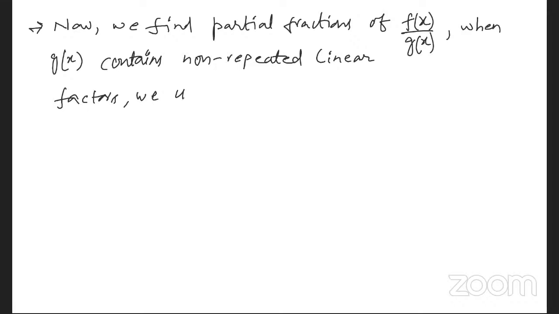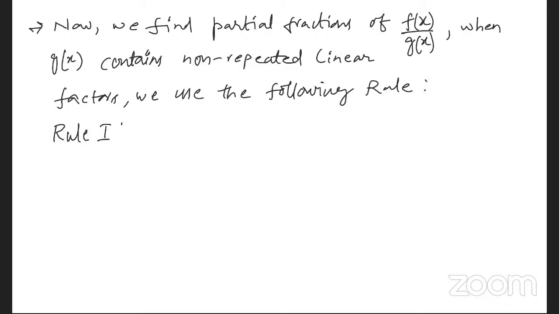We use the following rule, which we consider as rule 1. So if you look at this one, we find the partial fractions of f of x by g of x, which is a rational fraction, and g of x, or the denominator, contains non-repeated linear factors. So we are going to define a rule for this one.